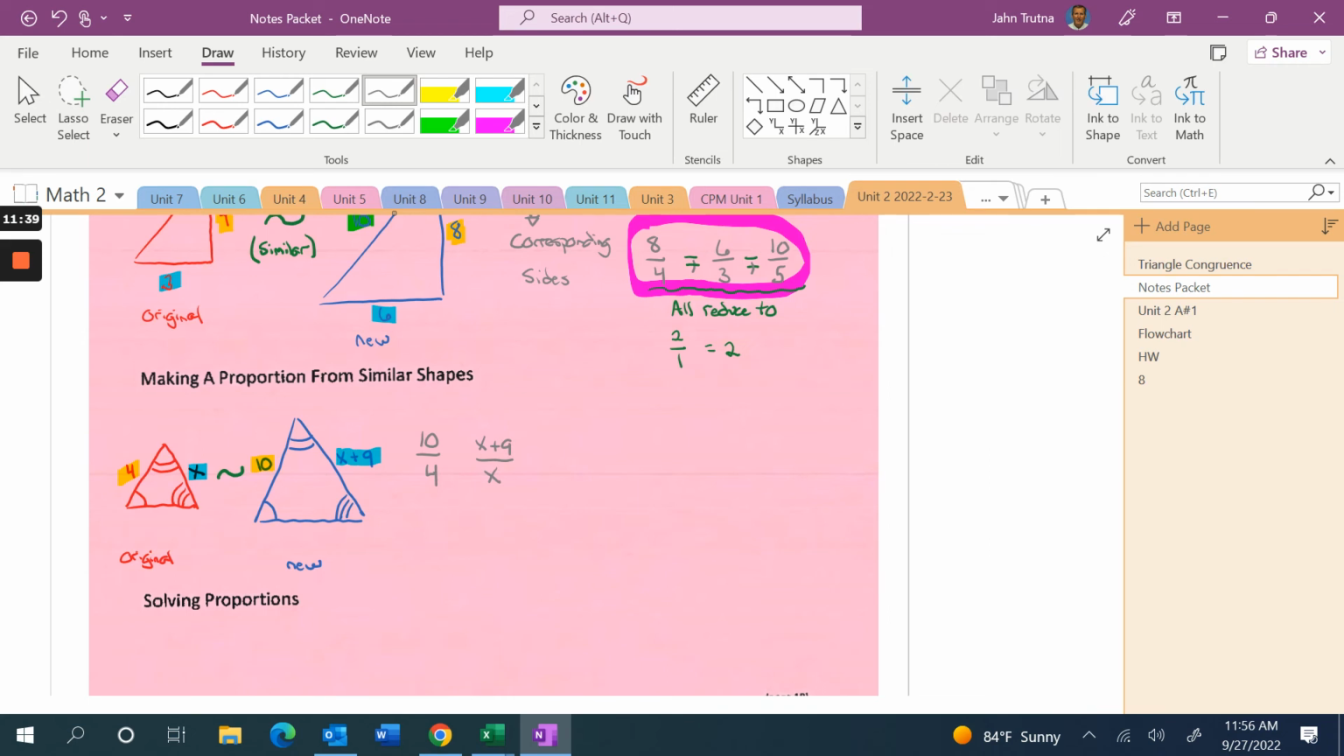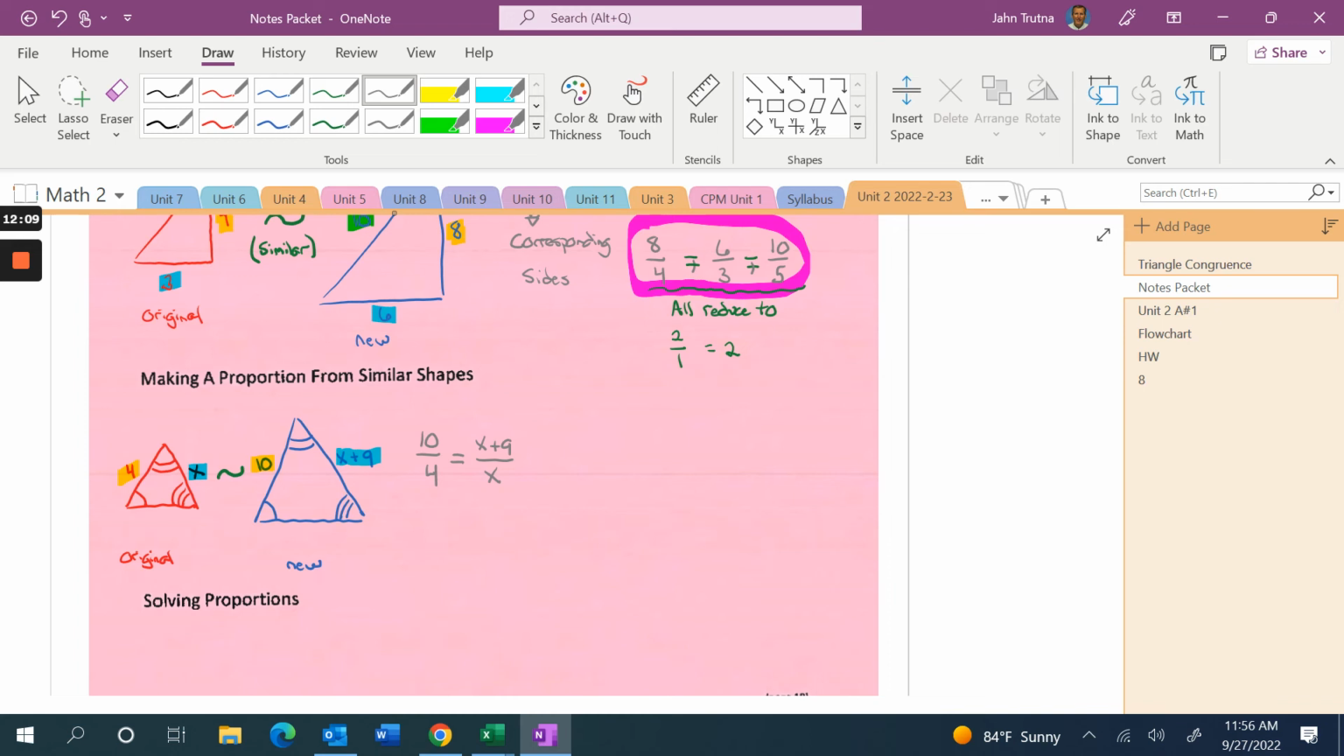And now, like we said previously, when shapes are similar, their ratios are always equal to each other. Now, in this case, that means these two are equal to each other. 10 over 4 ratio is going to be equal to the x plus 9 over x ratio. Now, I cannot write a third ratio, and the reason why I cannot write a third ratio is because I don't know anything about the bottom side of the blue or the red, the new or the original shape.